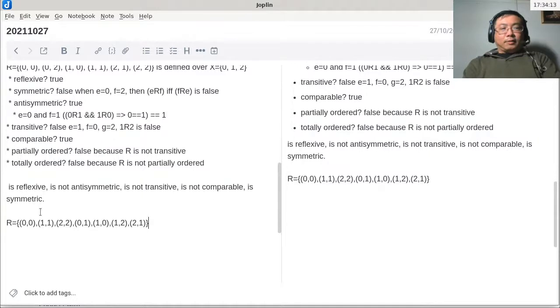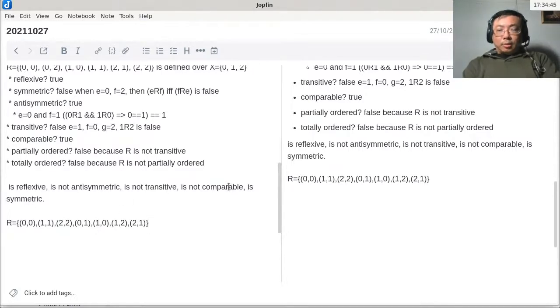Is it reflexive? Yes, it is, because 0, 0, 1, 1, 2, 2 are here. Is it not anti-symmetric? The answer is it is not anti-symmetric right now because 0, 1 is here, 1, 0 is here as well, and 0 and 1 are not the same. So it is not anti-symmetric. Is it not transitive? The answer is it is not transitive because 0, 1 is here, 1, 2 is here, but 0, 2 is not here. So it is not transitive.